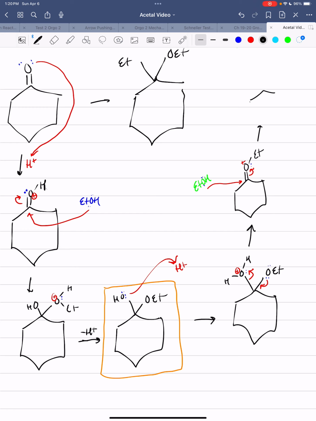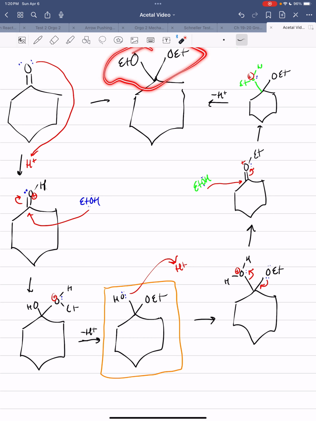Now I have this molecule here, OEt, Et bonded to O, bonded to H, +1 formal charge, lone pair, and then our final step, minus H plus, taking off that proton to give us our nice neutral finished answer, this acetal mechanism.